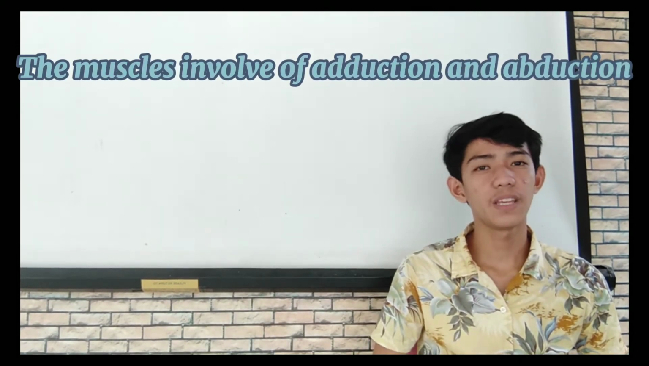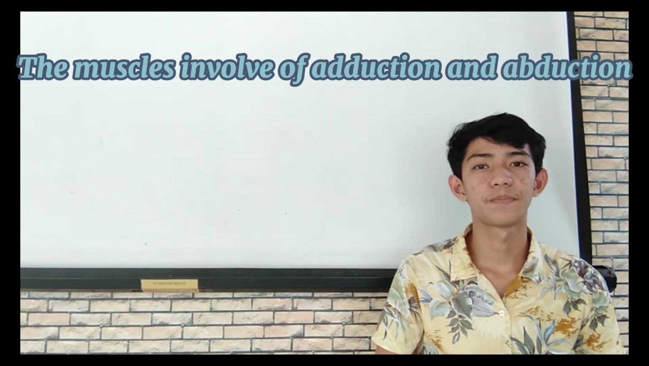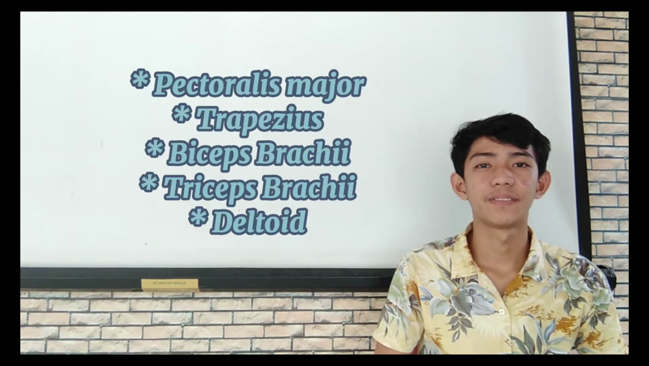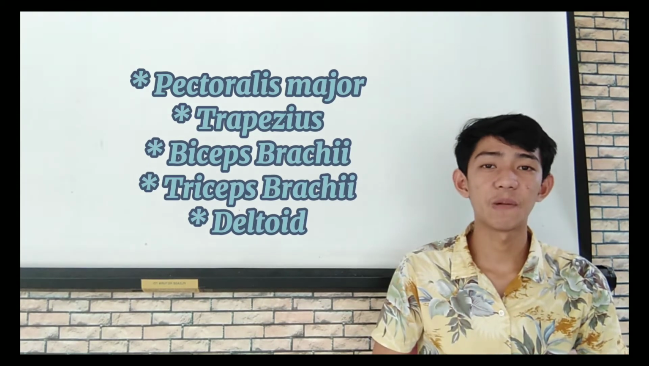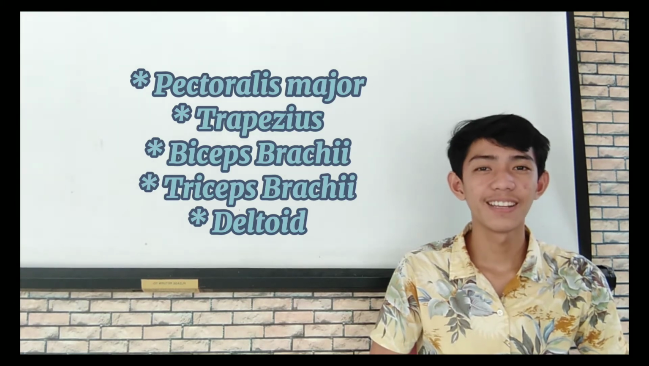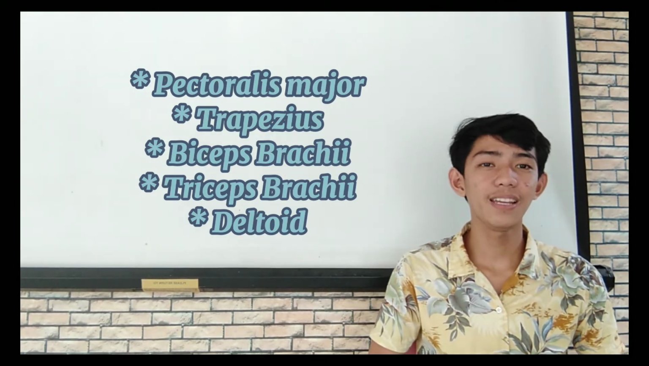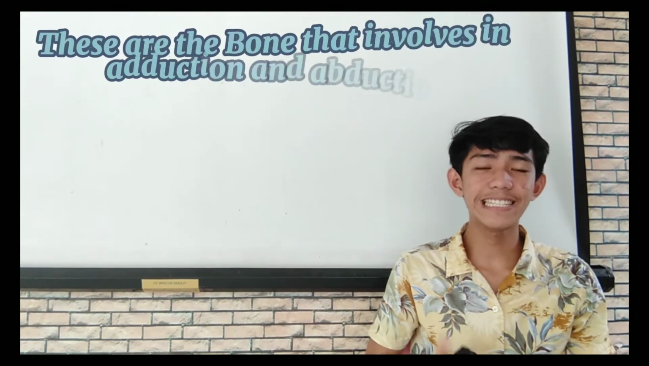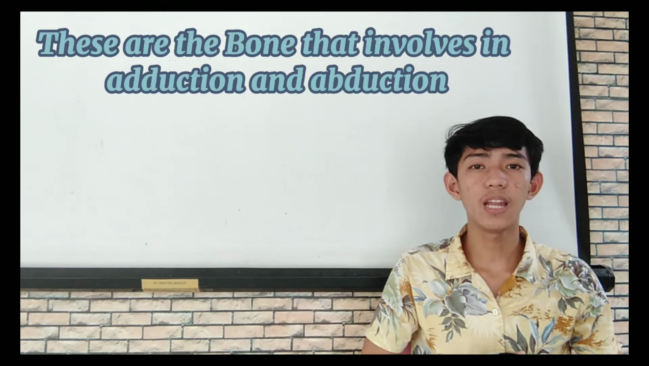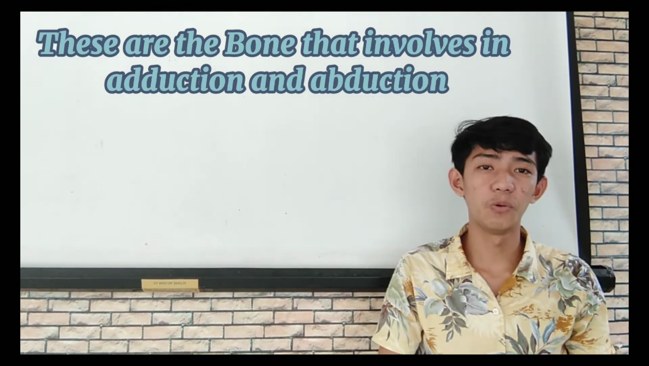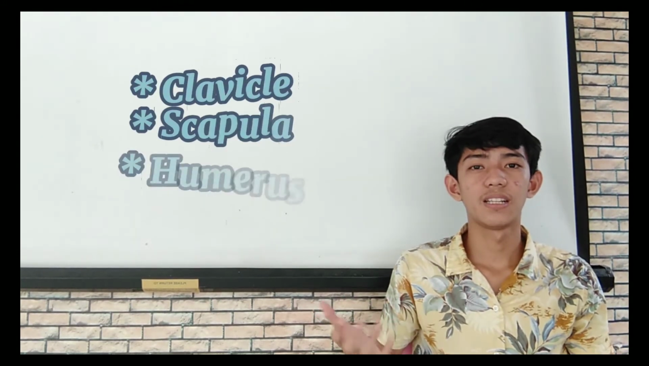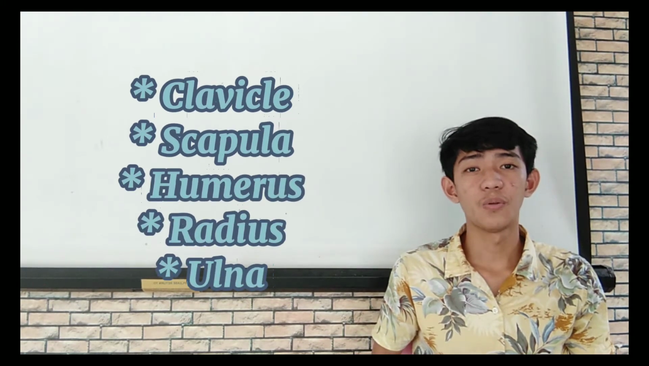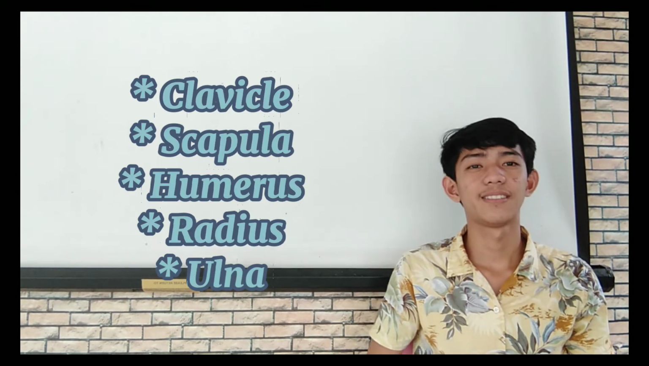The muscles involved in adduction and abduction: Number 1, pectoralis major. Number 2, trapezius. Number 3, biceps brachii. Number 4, triceps brachii. And number 5, deltoid. And these are the bones that are involved in abduction and adduction: Number 1, clavicle. Number 2, scapula. Number 3, humerus, radius, and ulna.